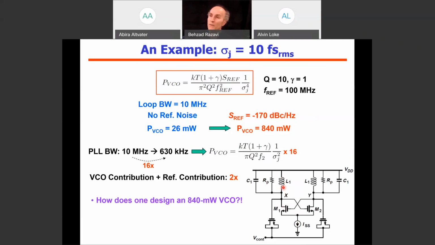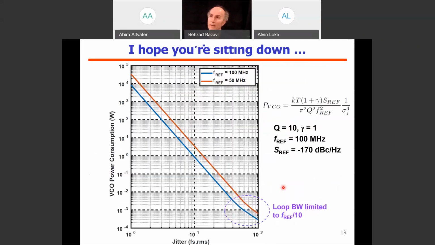Okay, so let's plot this result that we obtained. Again, the power consumption of the VCO as a function of the jitter that we require, and see what numbers we end up with. Again, I'm assuming the reference is 100 megahertz and the phase noise is minus 170. And I'm considering two cases for the reference frequency, 100 megahertz or 50 megahertz, depending on what we have.